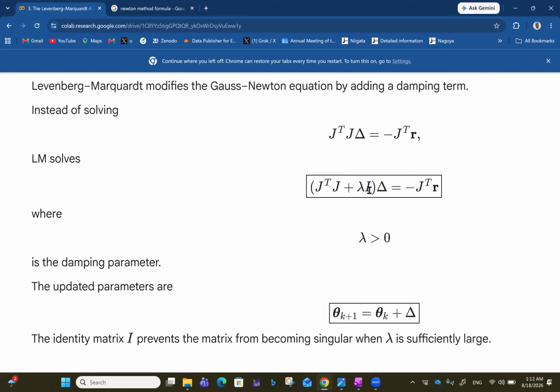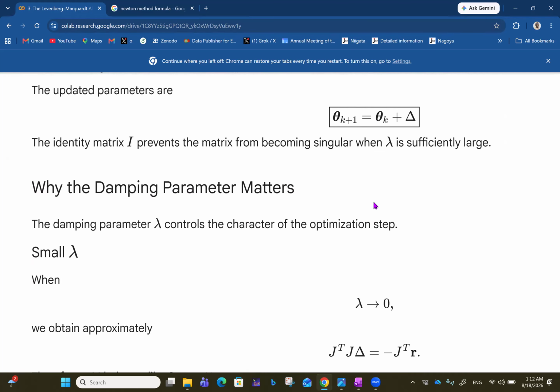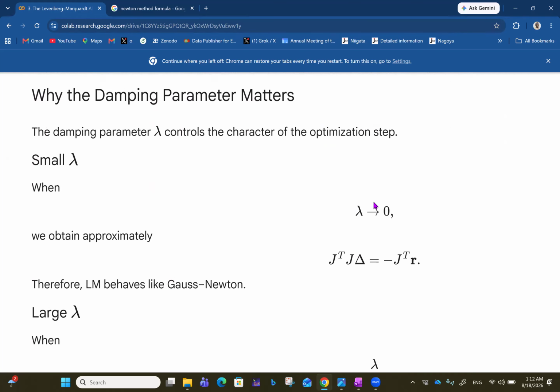So this helps to balance things out. So now the question is, why the damping parameter? Why does the damping parameter matter? The damping parameter lambda controls the character of the optimization step.